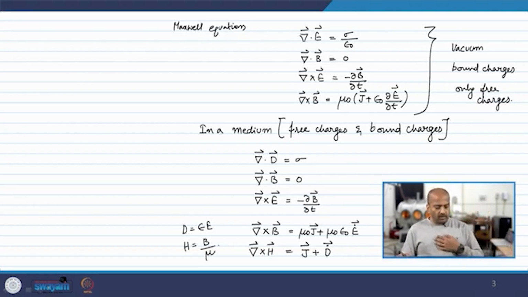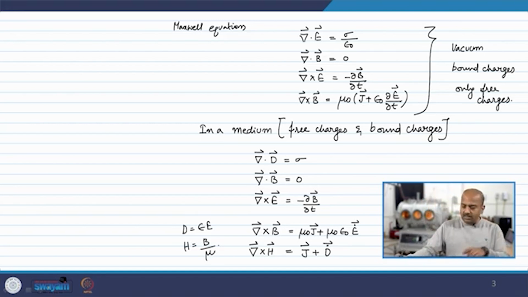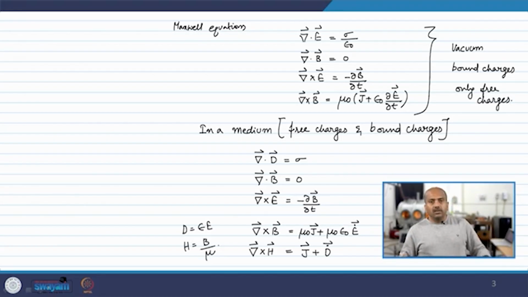So, we know all these vectors, what are the standard definitions, right. So, now in this set of equations, how are these two different? These two are different because we are no longer using the permeability and permittivity of free space in writing these equations. So, they represent the conditions which will exist inside a medium.